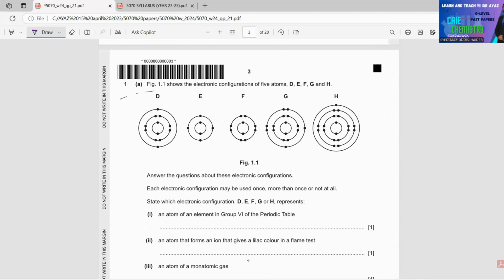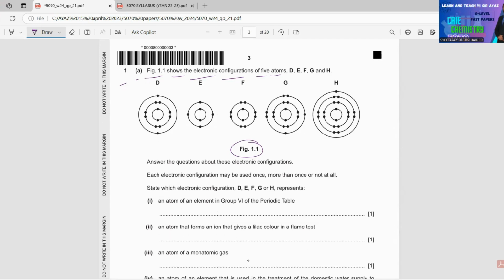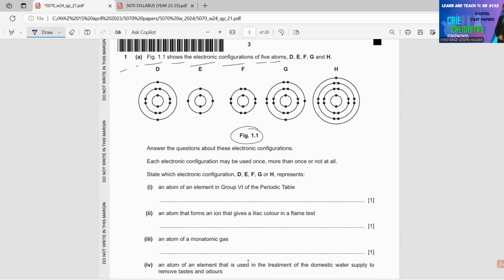Number 1A. Figure 1.1 shows the electronic configuration of 5 atoms D, E, F, G, and H. So here's figure 1.1 showing electronic configurations of 5 atoms. Answer the questions about these electronic configurations. Each electronic configuration may be used once, more than once, or not at all. State which electronic configuration D, E, F, G, or H represents number 1, an atom of an element in group 6 of the periodic table.